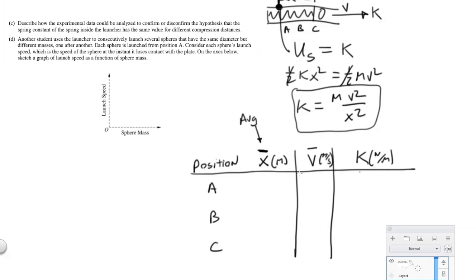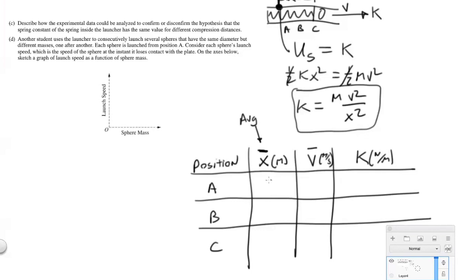All right, so here's our table right here. This is how you would do it. You don't actually have to do it, but you're going to describe how to do it. So you're going to use the average compression for position A for those multiple trials, we calculate what the velocity is. Using our equation for spring constant, we calculate what that spring constant would be for those variables. And then we do the same thing for position B and for position C. Use the average compression, the average velocity upon being launched, and then using our equation for the spring constant.